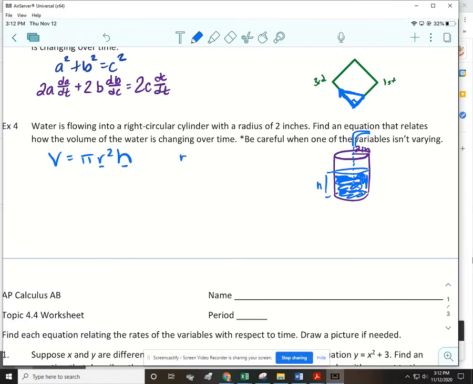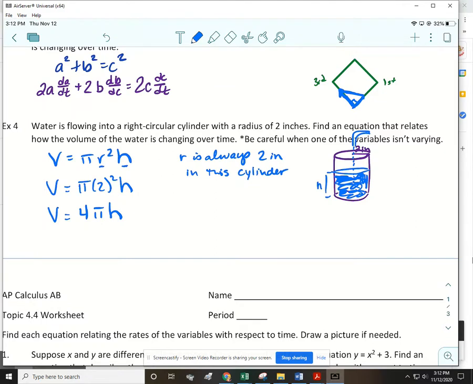So the radius is always 2 inches in this cylinder. The radius of the water inside the cylinder will always be 2 inches. The height is going to change. So what I would do is put that r in. All right, so my equation that relates the volume of the water in the cylinder is V equals 4 pi h.